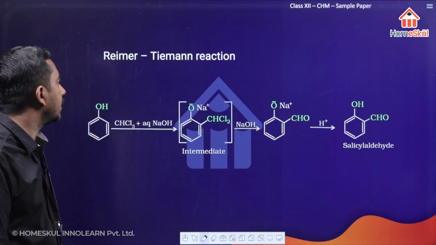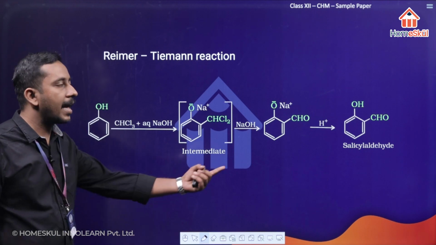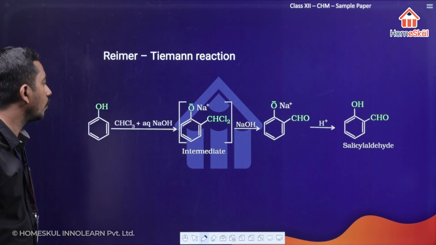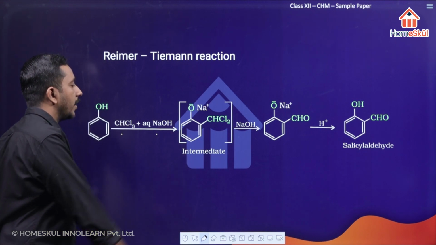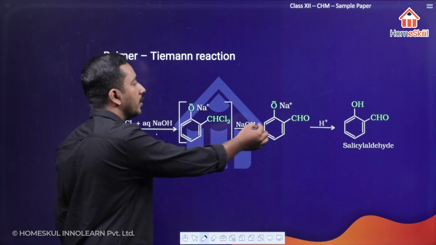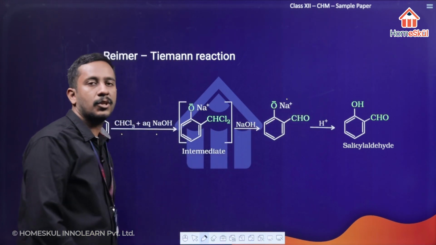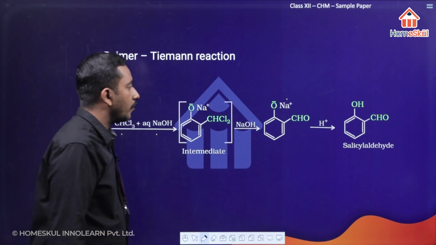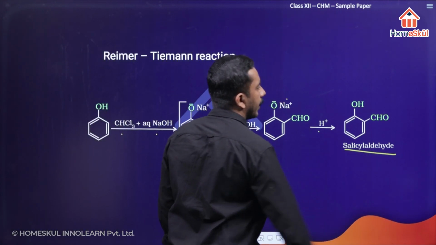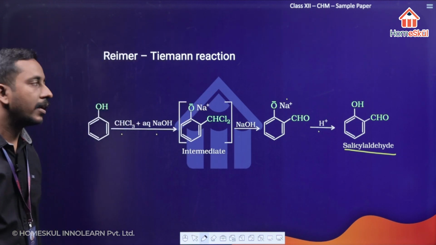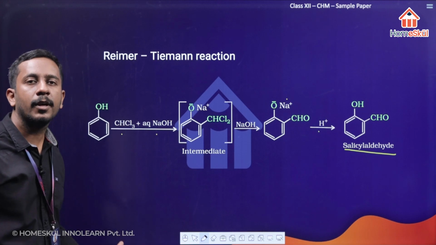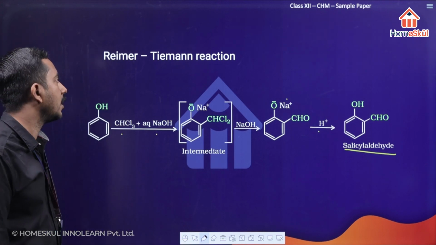The first reaction is where we prepare salicylaldehyde starting from phenol. First we react phenol with chloroform in aqueous sodium hydroxide. That gives a corresponding intermediate and the corresponding sodium salt product. When we do an acid catalyzed hydrolysis, that gives the corresponding aldehyde, salicylaldehyde, as the product. So the Reimer-Tiemann reaction is how we prepare salicylaldehyde from phenol. That is a very important name reaction.